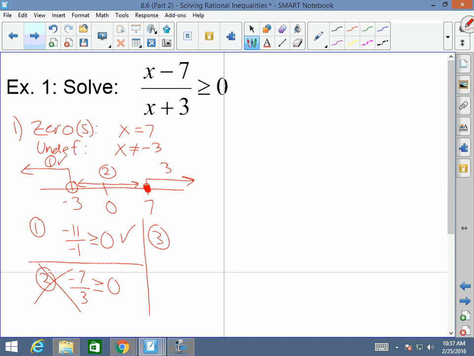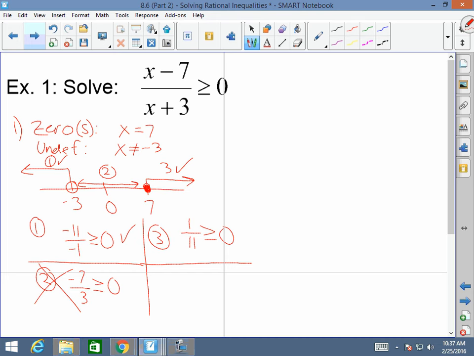Interval 3 has to work now. But again, you'll figure this pattern out little by little. Give me a value that's greater than 7, please. 8. So 8 minus 7 is 1. 8 plus 3 is 11. Is 1/11th greater than 0? Yes. So that works. You can use 7, absolutely. And then it'd be 0 over 10, which is 0. And this is greater than or equal to 0. So you're golden. But if it was just greater than 0, you could not use 7, right? Thank you, my brother. Does that make sense, gentlemen?